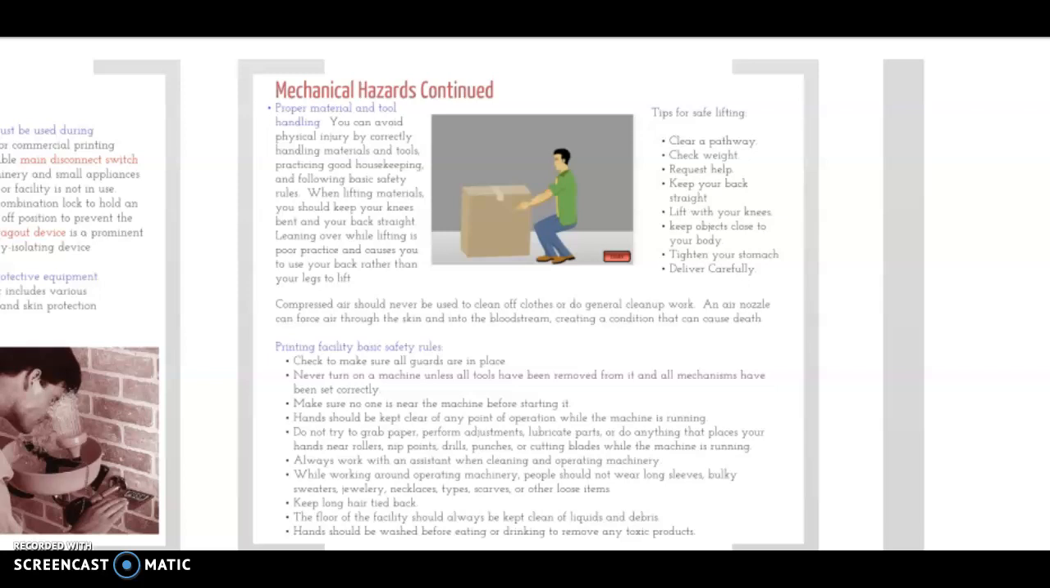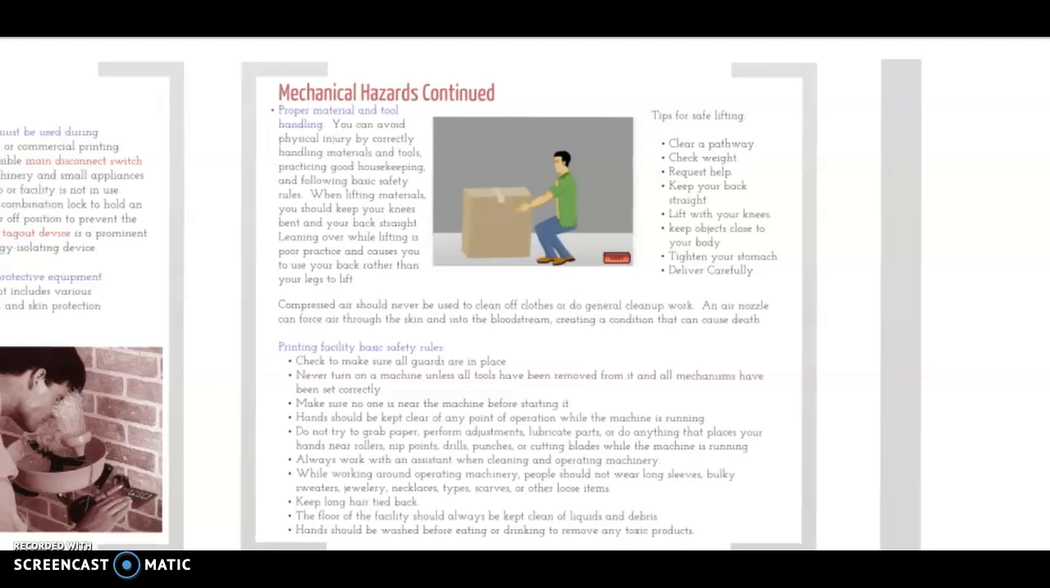Always work with an assistant when cleaning or operating machinery. While working around operating machinery, people should not wear long sleeves, bulky sweaters, jewelry, neckties, scarves, or other loose items. You want to keep your long hair tied back. The floor of the facility should always be kept clean of liquid and debris, and hands should be washed before eating and drinking to remove any toxic products.